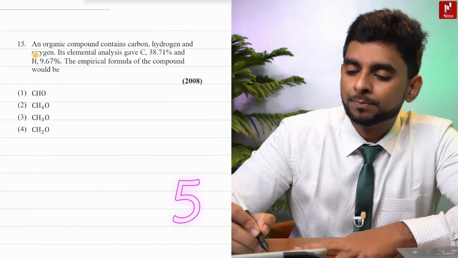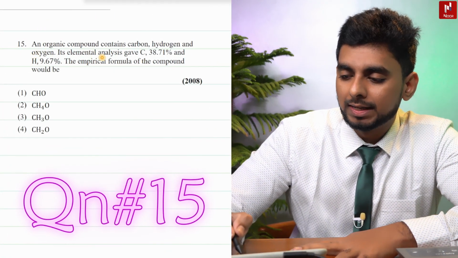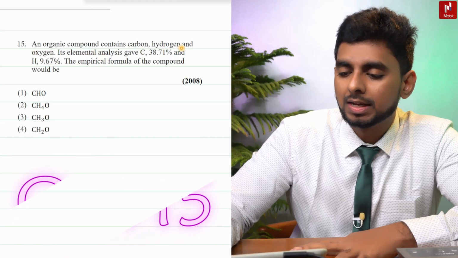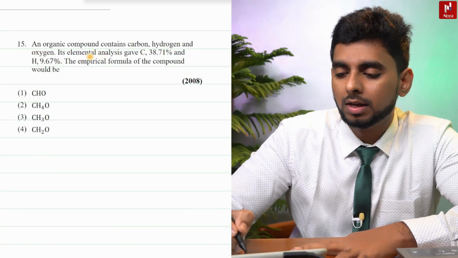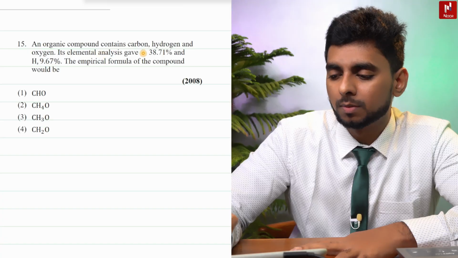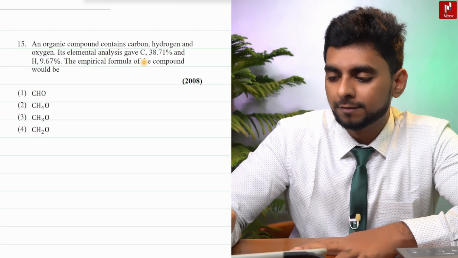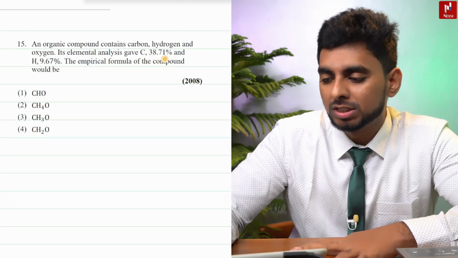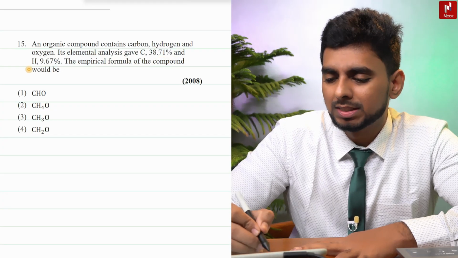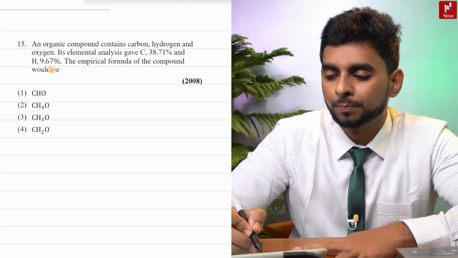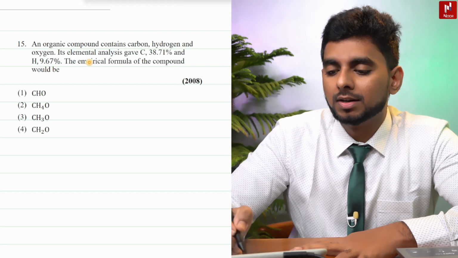Next question is, an organic compound contains carbon, hydrogen, and oxygen. Okay, so here you have an organic compound which has carbon, hydrogen, and oxygen, obviously. Its elemental analysis gave C to be 38.71 percentage. They have given us some percentage, and the same way for hydrogen also. Fine. They haven't given anything for oxygen.